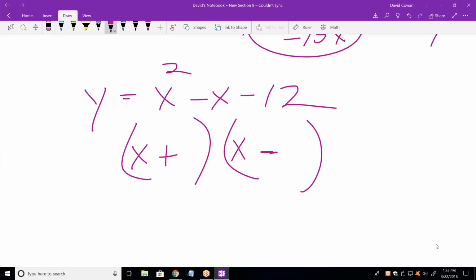What's the third step? Hold on. That's where we're looking at right there. You want factors of 12. Well, give me all the factors of 12.